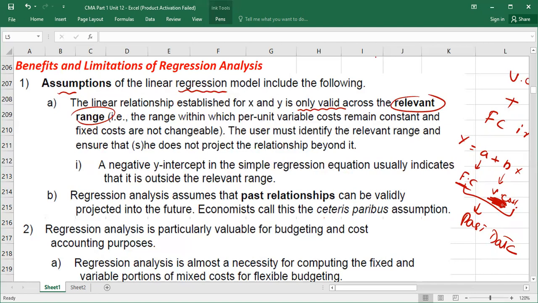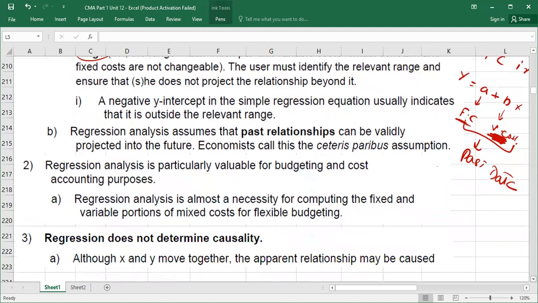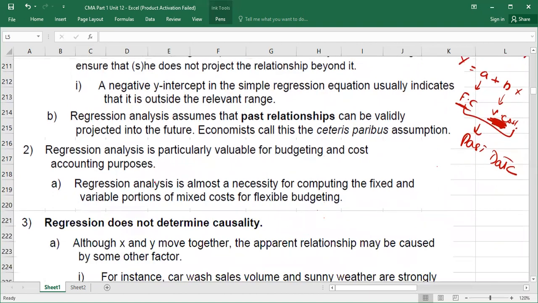Okay. So this is the second assumption also. The first assumption is what? Your variable cost can be applied only within the relevant range period, the short-term period, the period in which total fixed cost and variable cost is not changing. What is the second point? And obviously I gave you an example for the past relationship. This is the first point. The second one is what? Regression analysis is particularly valuable for budgeting and cost accounting purpose.